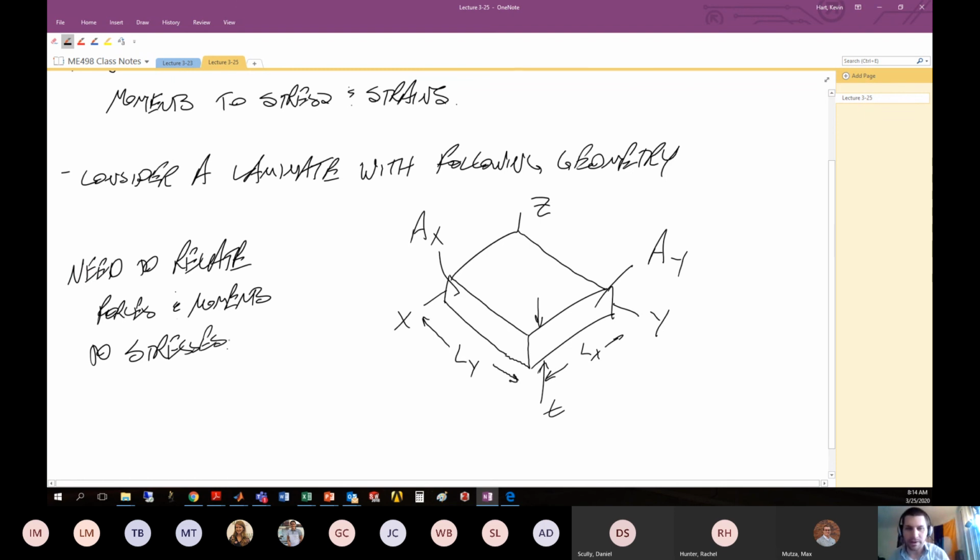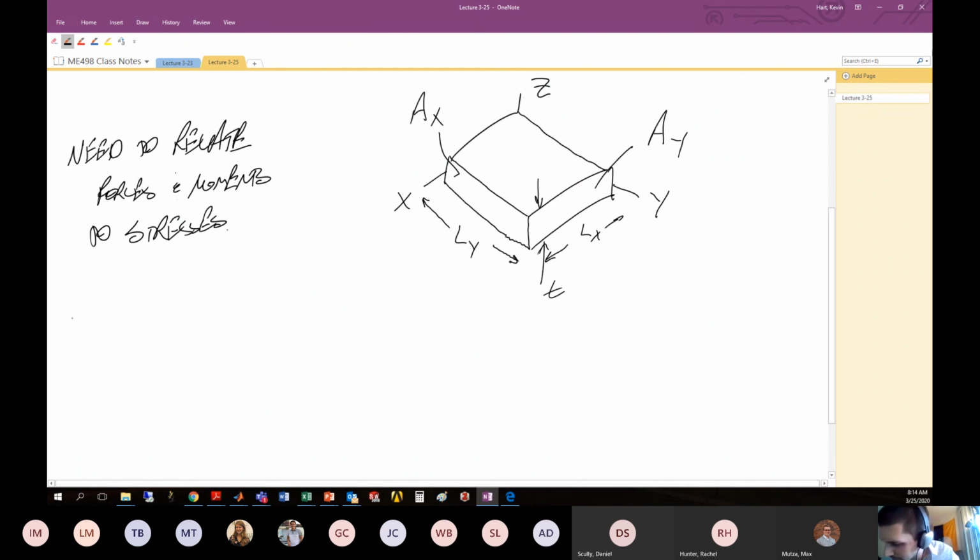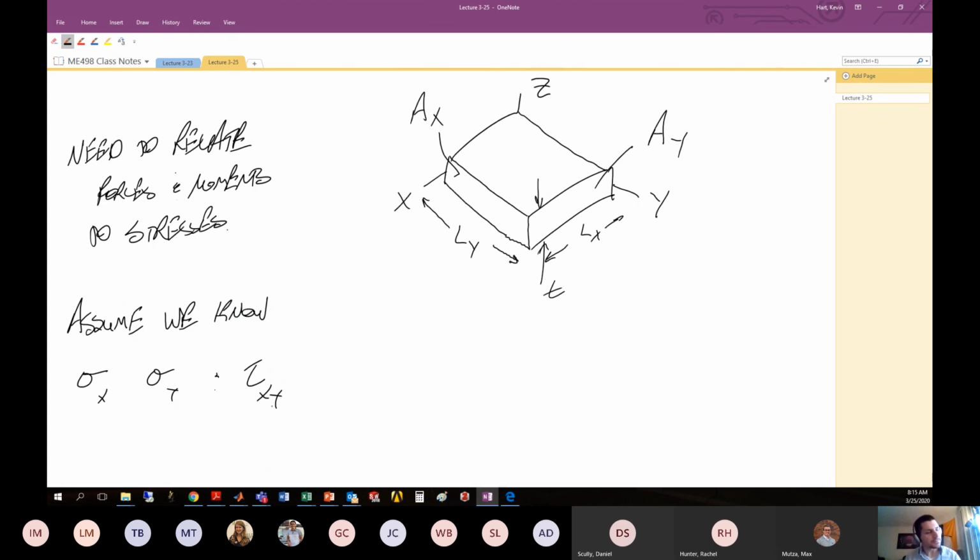The way we're going to do that is we're going to assume that we know what the stress distribution is. Remember, our stress distribution was different for each particular layer based on the strain that we had. So here we will assume we know things like sigma x, sigma y, and tau xy. With that idea in mind, the force that is acting to create those particular stresses is simply the integral of the stress over the area on which they act.